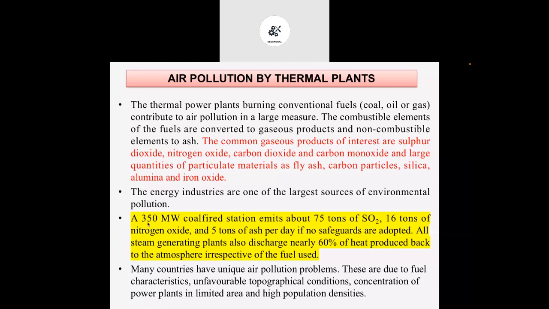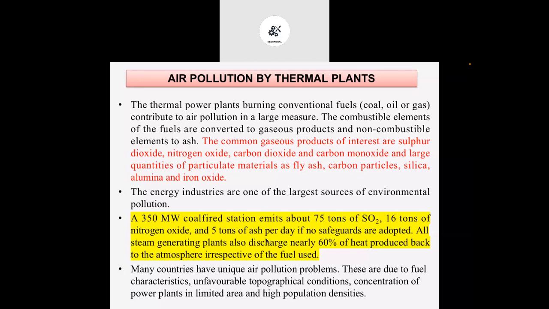If you consider a 350 megawatt coal-fired thermal power station, it will emit about 75 tons of sulfur dioxide, 16 tons of nitrogen oxide, and 5 tons of ash per day if no safeguards are adopted, or if no processes are carried out on the exhaust gases. It will directly exhaust 75 tons of sulfur dioxide, 16 tons of nitrogen oxide, and 5 tons of ash per day.